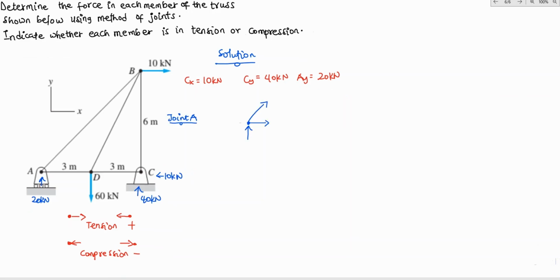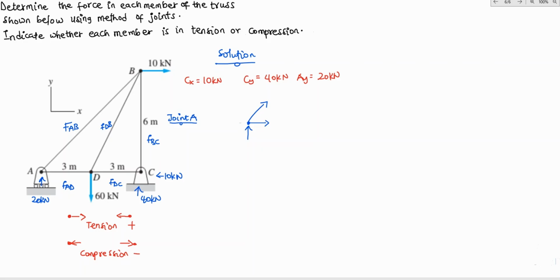Okay, so we are going to start with joint A. Before you go ahead, let's look at something here. I'm going to name the force in this truss member as FAB, and then I'll name this as FAD. Then I'll name this as FDC, this as FBC, and this as FDB. Those are the various forces in the truss members, and those are the force values that you want to find. So let's look at how you're going to do this.